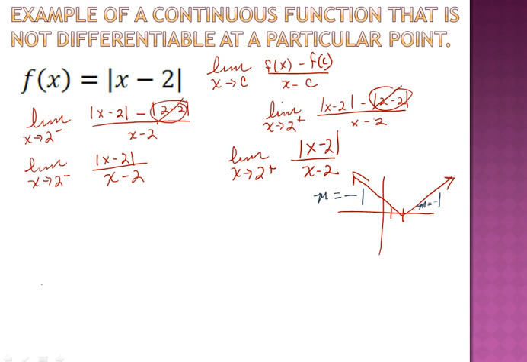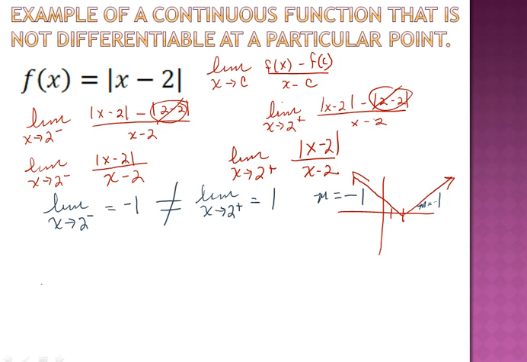If we were to just look at a quick table of values, anything that I plug into the numerator is going to be positive, but if I plug in anything less than 2, I'm going to be getting a negative value in this slope. So the limit as x approaches 2 from the left is going to equal -1. And if I plug in values over 2, then I'm going to get a +1 on the right. So the limit as x approaches 2 from the right is equal to +1.